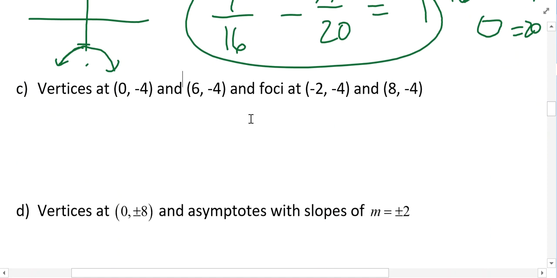All right, C, vertices at 0, comma, negative 4, and 6, comma, negative 4. I'm no longer centered at the origin. Okay. So 0, comma, negative 4.